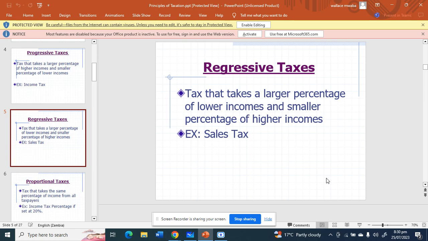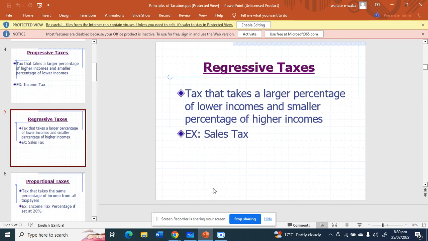Regressive taxes are taxes that take a larger percentage of lower incomes and a smaller percentage of higher incomes. Example, sales tax. Sales tax is the tax you are charged whenever you're buying a good or service. All right, we're going to look at it in detail. Sales tax and excise taxes.